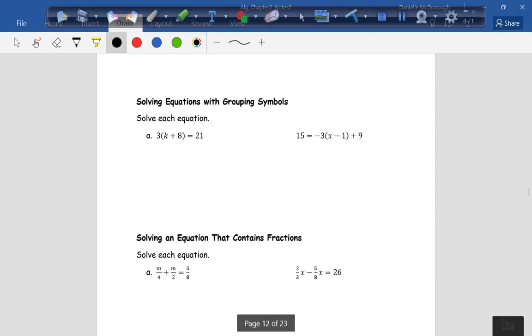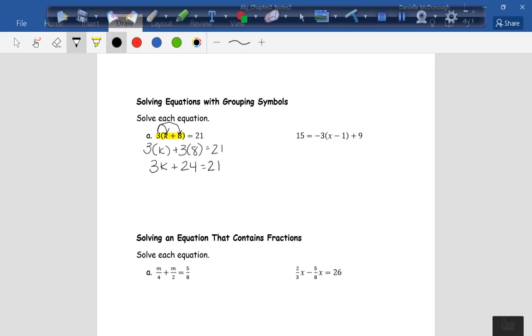So now it says solving equations with grouping symbols. So this is where the distributive property comes in. So if you look here, there's my distributive property. Remember, with distributive property, you have to multiply by each term. So this is like saying 3 times k plus 3 times 8 equals 21. Remember, multiply: 3k plus 24 equals 21.